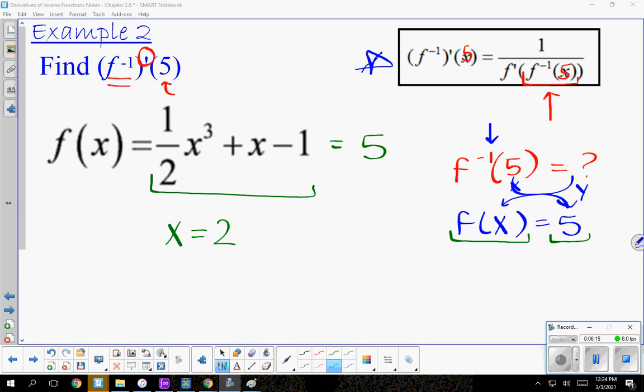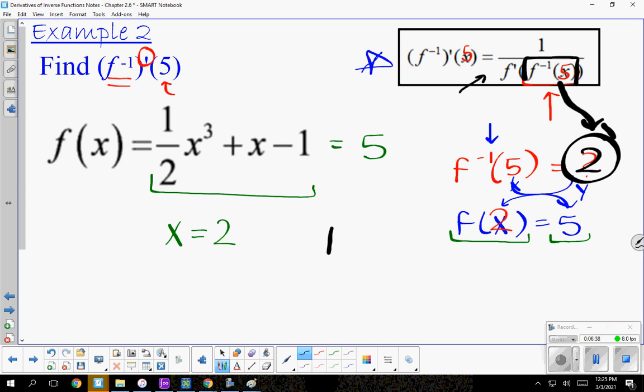So if you use your graphing calculator, you should get x equals 2. That means that (2, 5) is an ordered pair on my original, so (5, 2) must be the ordered pair on the inverse. And so I'm going to take this piece out, and I'm going to replace it with 2. So I'm just going to copy this down here. So I have 1 over f prime of now 2. And all I'm doing is plugging and chugging into this formula.